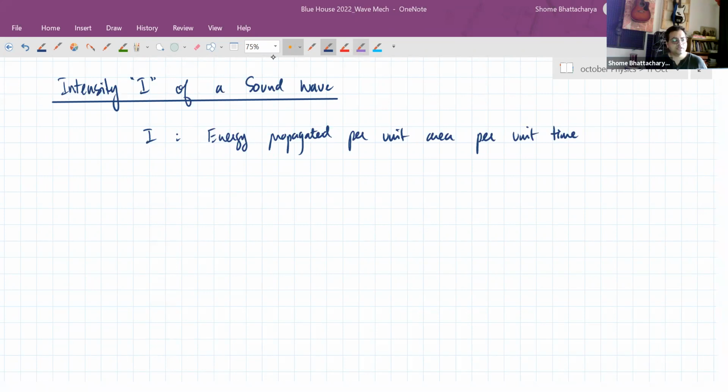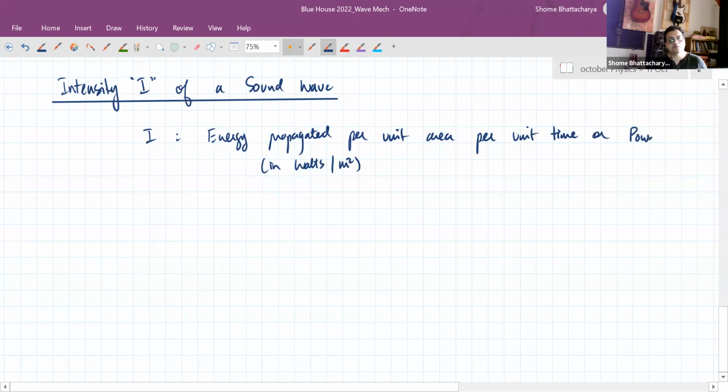So that is the quantity intensity. It is measured in watts per meter square. It can also be understood as the power propagated per unit area.